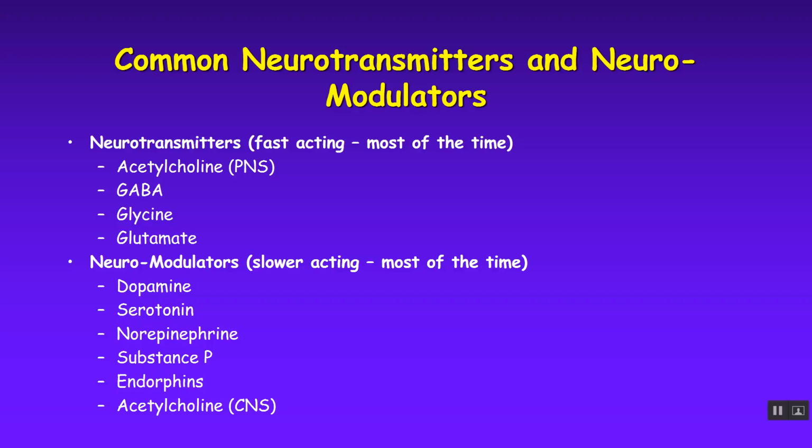Acetylcholine is peripheral nervous system. And then the neuromodulators, the ones that activate the G protein receptors, are dopamine, serotonin, norepinephrine, substance P, endorphins as a whole class, and then acetylcholine in the central nervous system acts as a neuromodulator.